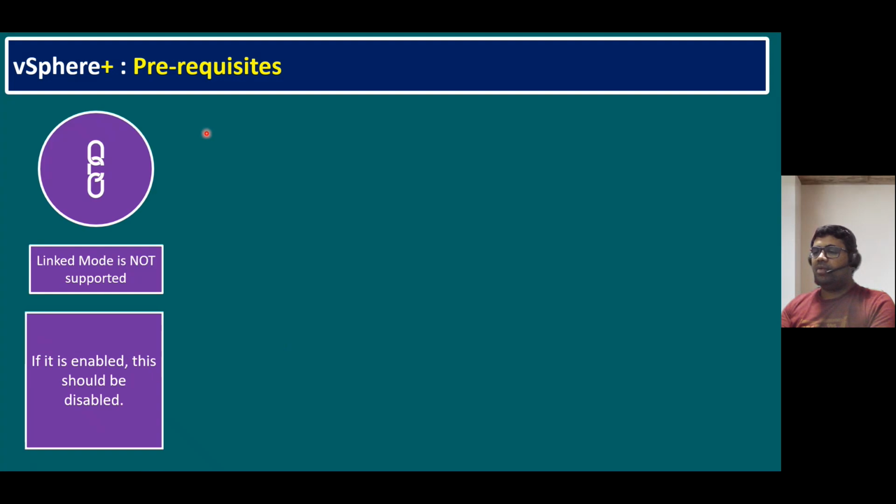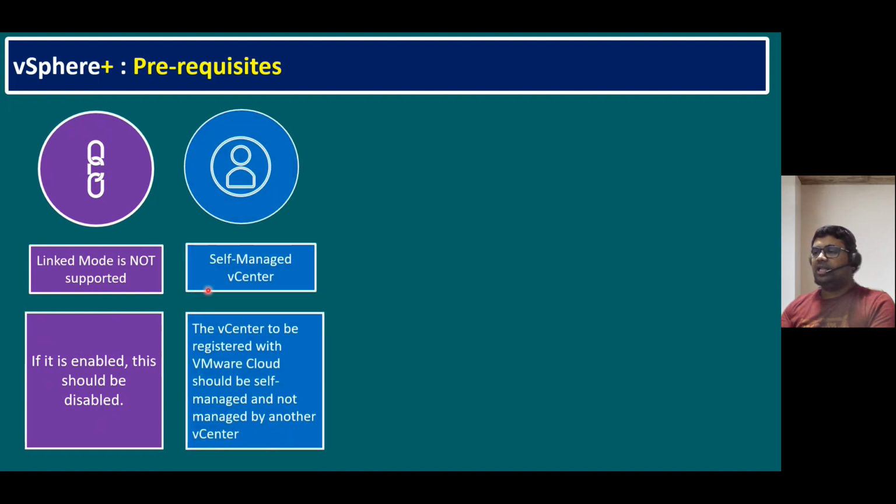The first pre-requirement is linked mode is not supported. If your organization has any linked mode configured between your main branch and any of the remote branches, that linked mode has to be disabled before we start configuring vSphere Plus. So that means if it is enabled, it should be disabled. That is the first requirement.